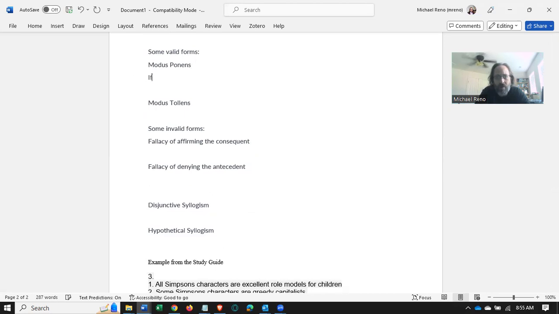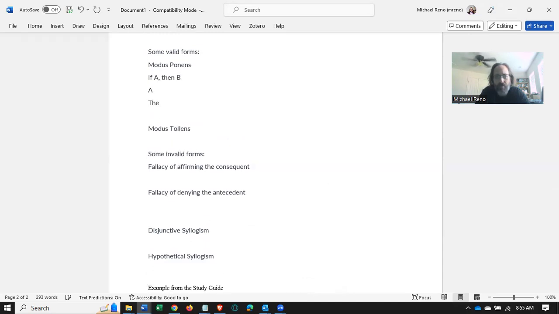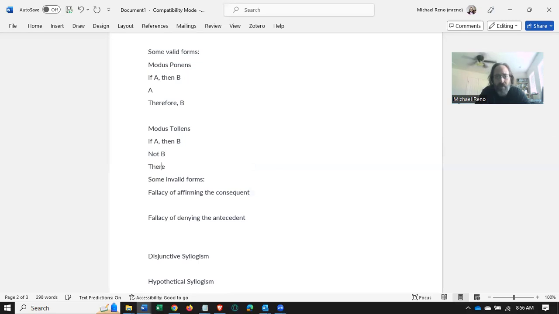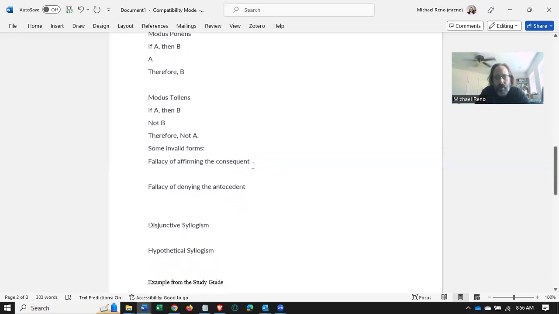So if you remember, modus ponens goes like this: if A, then B; A; therefore B. That's valid. Modus tollens says if A, then B; not B; therefore not A. That's also valid. Now, there are two invalid forms that look somewhat similar.